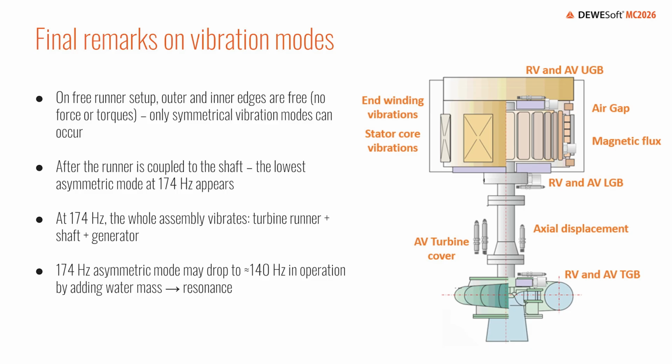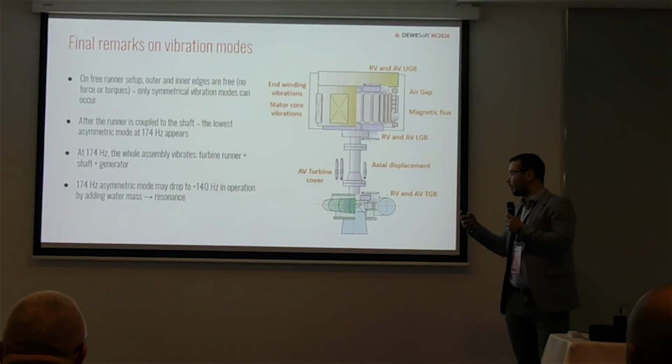When the runner is free, the outer and inner edges are completely free, and only some symmetrical vibration modes can occur, so we could not see these 174 Hertz. After the runner is coupled to the shaft, the lowest asymmetric mode is at 174 Hertz. What's the meaning of this? Actually, when the runner is coupled to the shaft, a completely new system is there, and we concluded that we recorded that from the results when we were hitting the shaft.